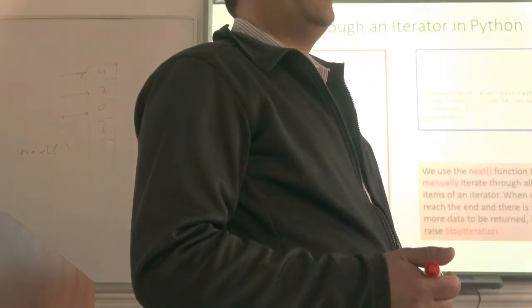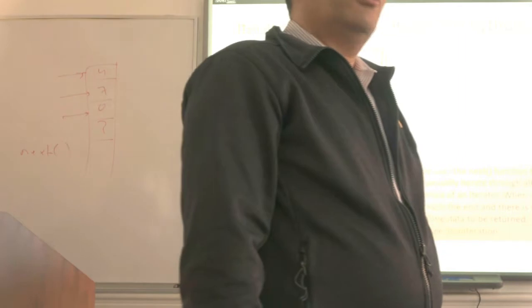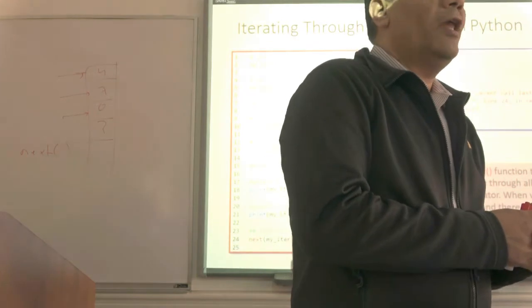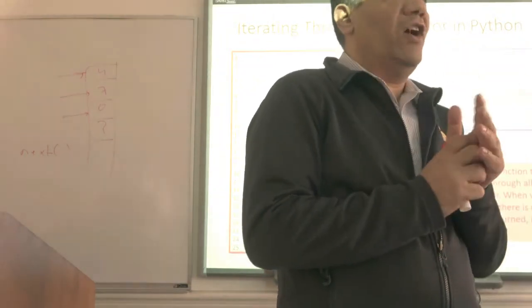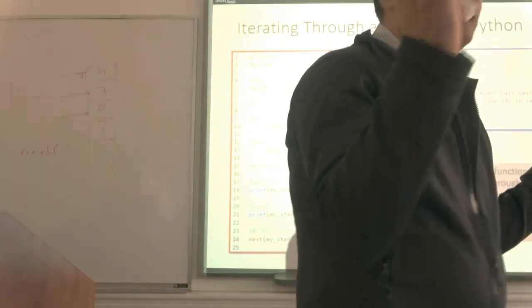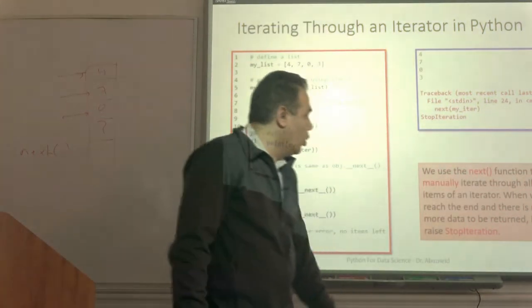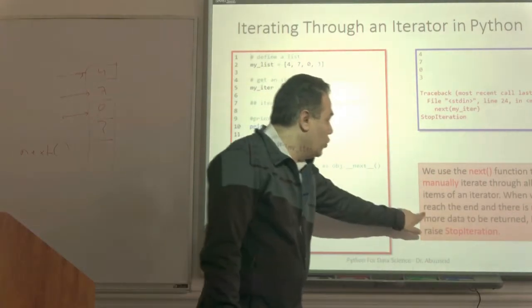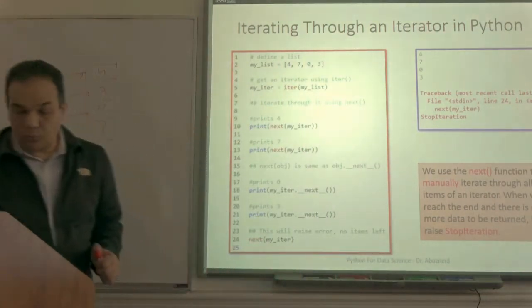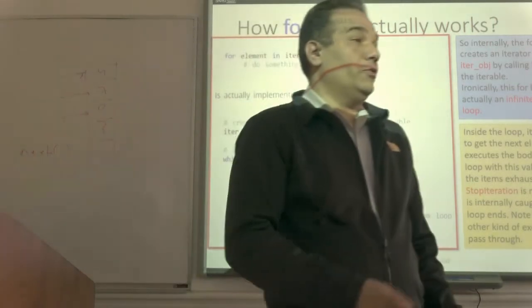Can I do it for a class of boxes? Let's say I have a class of boxes, box. Right? So I could create iterators. Can I make this class an iterator? Yes. All I have to do is add two functions. I have to overload two functions. What are the two functions? Iter and next. That's simple, okay? So we use the next function to manually iterate through all the items of the iterator. When we reach the end and there is no more data, then it has to be a stop. That's why we are able to use a for loop in many iterators, okay?